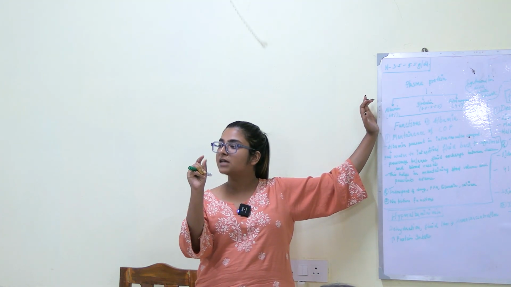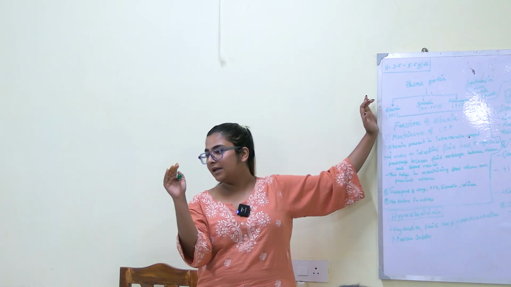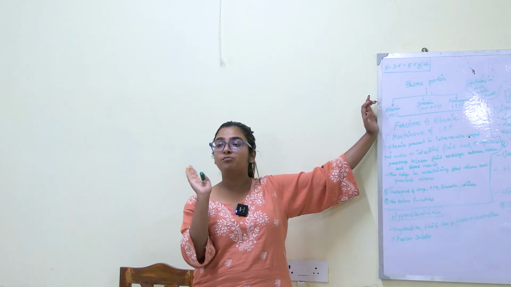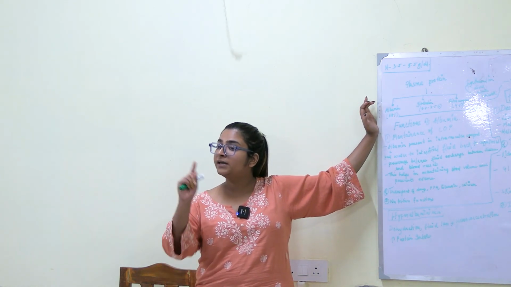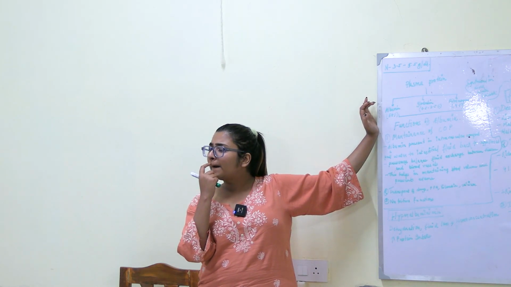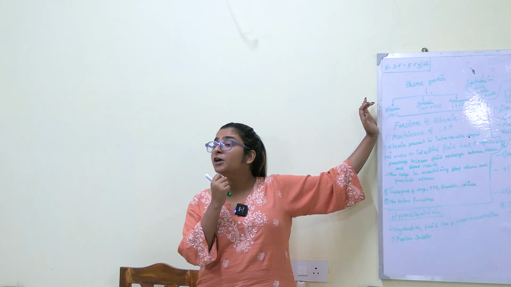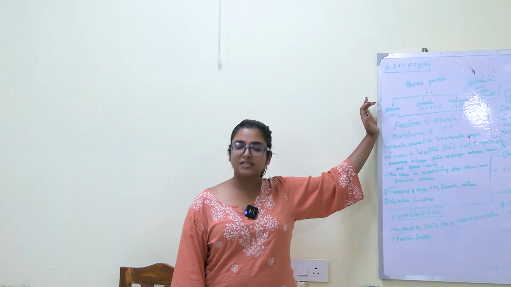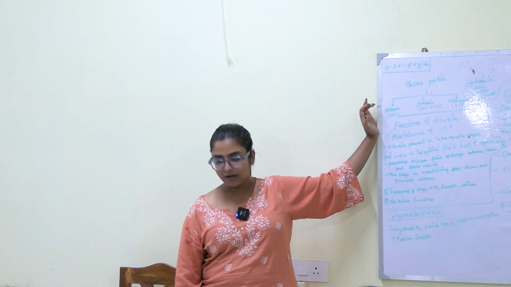Albumin has a large molecular size and is low in concentration, so it cannot cross the capillary level. Hence, what is the main important function of albumin in our body? It maintains the capillary osmotic pressure. Yes, very, very important.